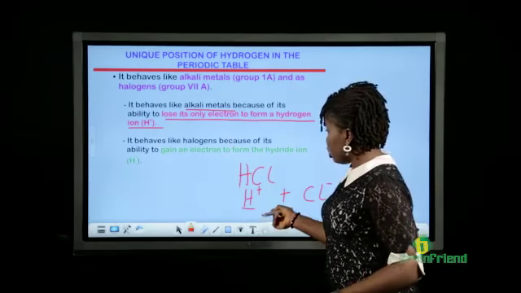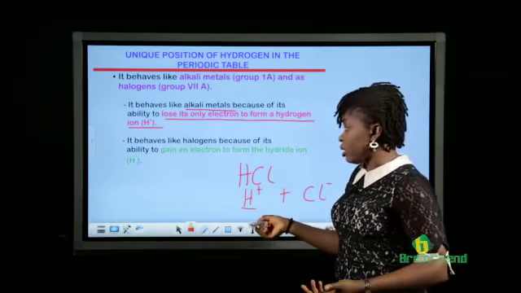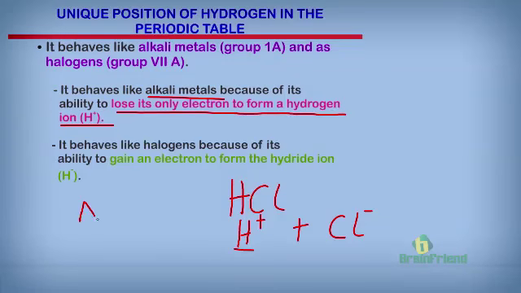For example, if we take sodium, sodium is an alkali metal. If sodium is reacting with chlorine, it will also be the same thing. It will give out its one electron in its outermost shell to chlorine to form the sodium ion. So hydrogen behaves like alkali metals in this regard when it forms positive ions.